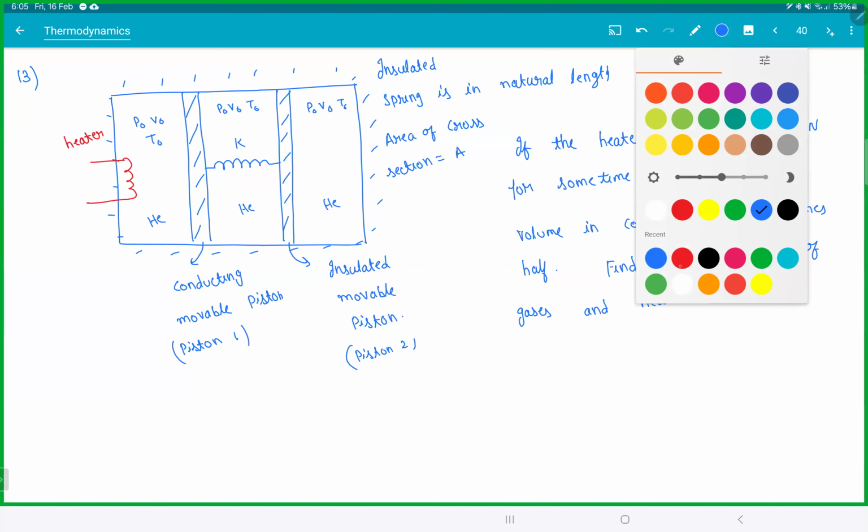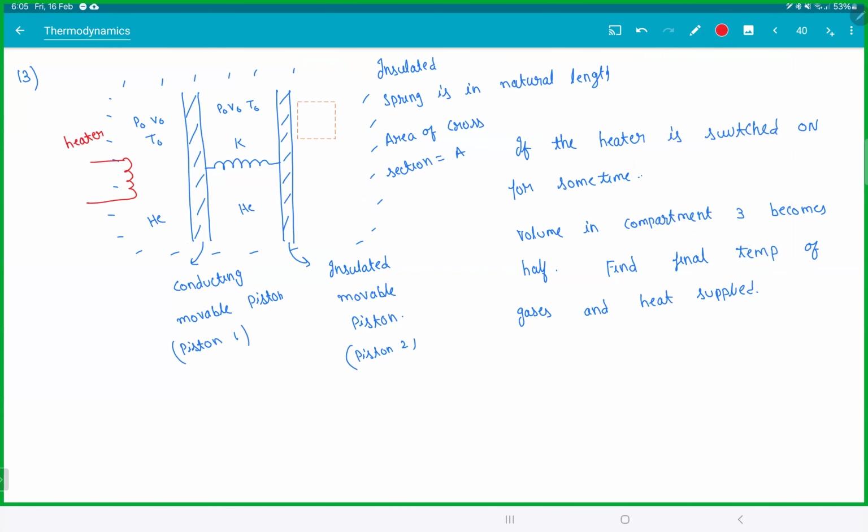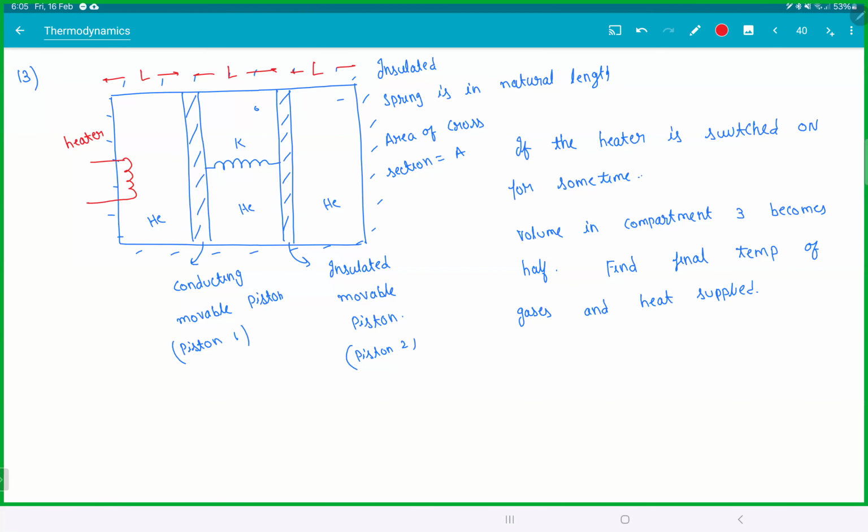I just made up this question. Normally the question used to be only the 2 compartments. I just added one more piston. So let's see that. I hope the data is not missing. One more thing, let's do it like this. Let this length be L, and let this length be L. Area is A, so volume is A into L, which you can calculate. So pressure is P naught, T naught in each.